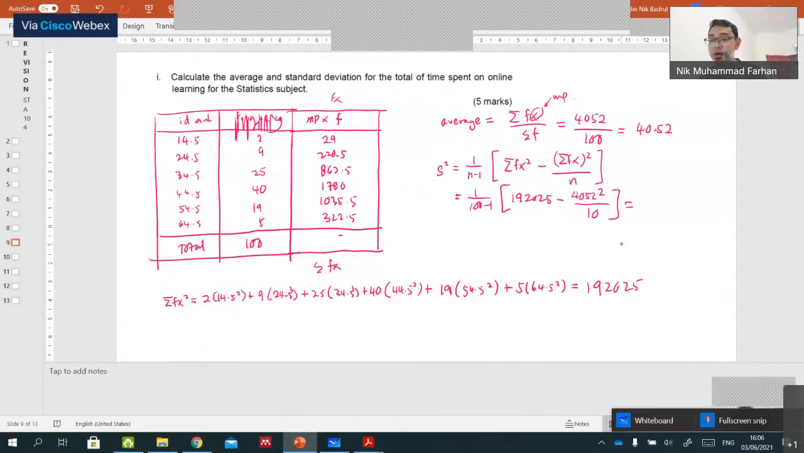220.5. 25 darab 34.5. 862.5. Okay. 40 darab 44.5. 1780. 19 darab 54.5. 1035.5. 5 darab 64.5. 322.5. Okay, tambah. 29 tambah 220.5, tambah 862.5, tambah 1780, tambah 1035.5, tambah 322.5. 4250. Okay, 4250. Sini 4250. So sini adalah 4250 lah.